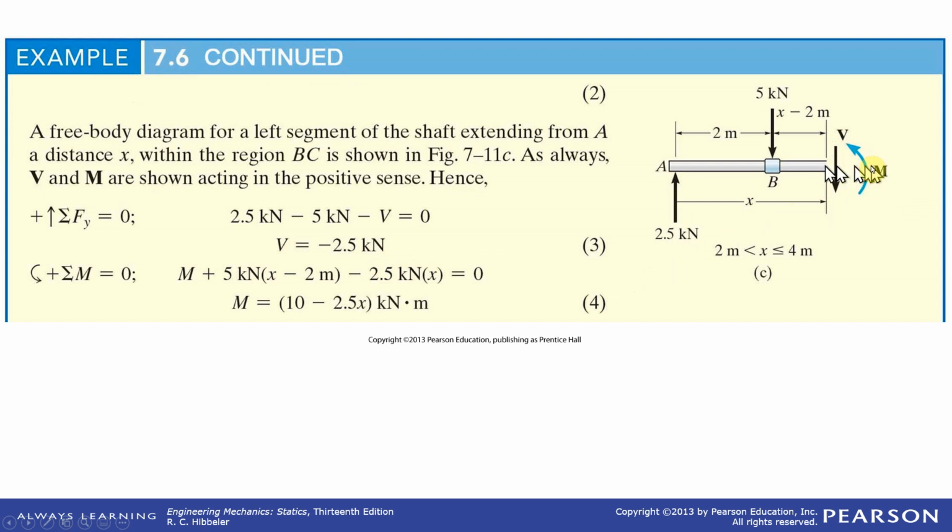The moment then is M positive counterclockwise minus 2.5 kilonewtons times x, that's the moment due to force A, plus 5 kilonewtons times x minus 2. There it is, 5 kilonewtons, x minus 2, and 2.5 kilonewtons times x. This is A times x right here. And then M plus all this stuff. Solving for the moment, we get this expression.